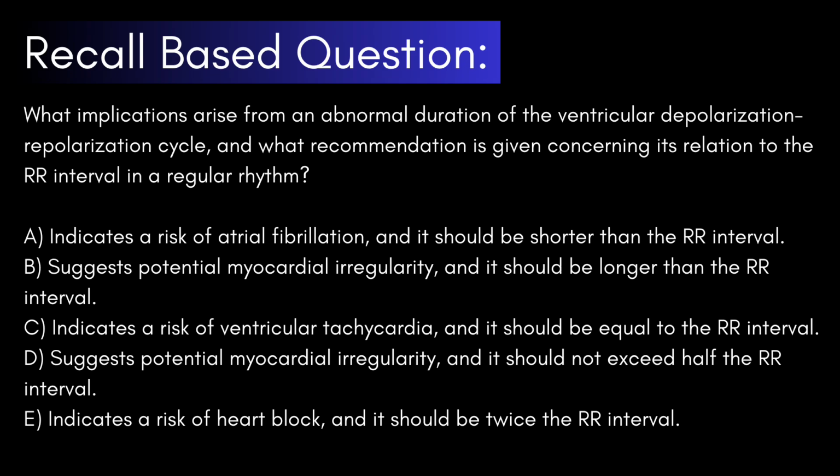A. Indicates a risk of atrial fibrillation, and it should be shorter than the RR interval. B. Suggests potential myocardial irregularity, and it should be longer than the RR interval. C. Indicates a risk of ventricular tachycardia, and it should be equal to the RR interval. D. Suggests potential myocardial irregularity, and it should not exceed half the RR interval. E. Indicates a risk of heart block, and it should be twice the RR interval.